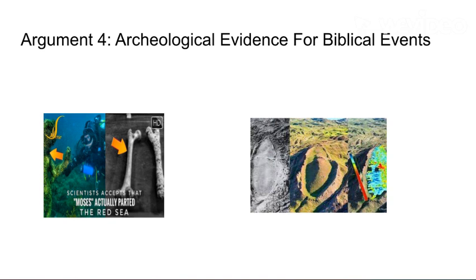The first example of this is that skeletons and chariots have been found in the Red Sea, which confirms the Exodus. The second example of archaeological evidence is that Noah's Ark has been located in Turkey, and although the actual ark has not been discovered yet, the length of the shape matches the exact description in the Bible, which makes this a piece of undeniable evidence for Noah's flood.